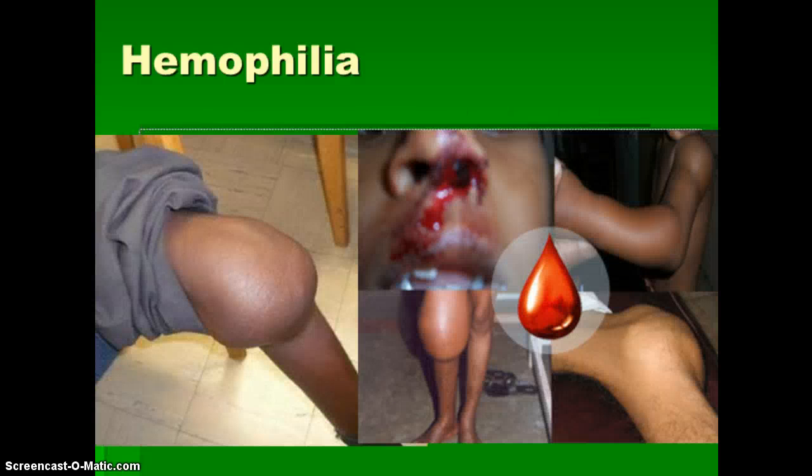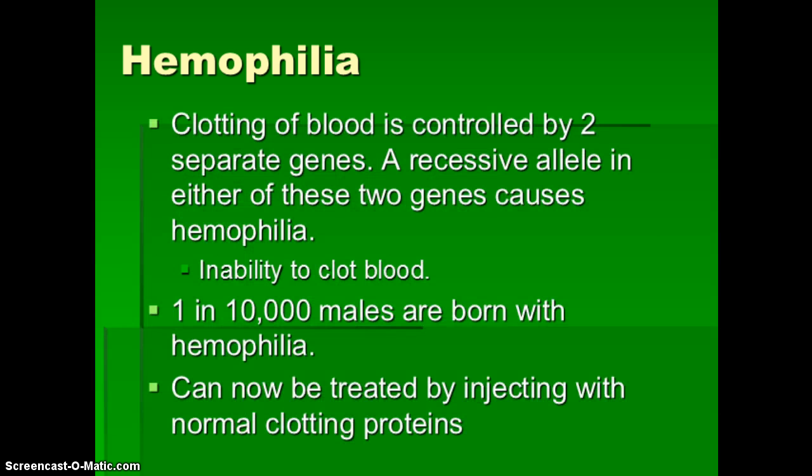If we look at some of the photos here, we can see this clotting issue. If there's some type of injury, they bump their knee or run into something, there are massive amounts of blood pooling because their body can't clot. So again, the issue is that a recessive allele in either of these 2 genes causes hemophilia, and that's why males are more highly affected than females.